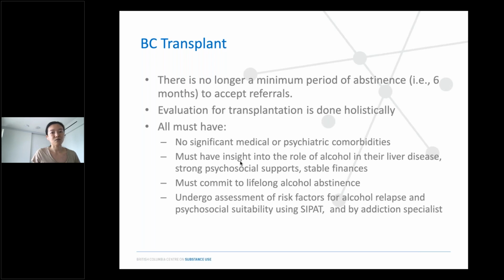Evaluation for transplantation is performed holistically. But having said that, there still must be no significant medical comorbidities that will impact the success of transplantation. Psychiatric comorbidities will still need to be stable. Patients need to have good insight into the role of alcohol in their underlying liver disease, and they must have strong psychosocial support, stable finances, and a commitment to lifelong abstinence. Risk factors for relapse are assessed via standardized assessment systems and also by addictions specialists.